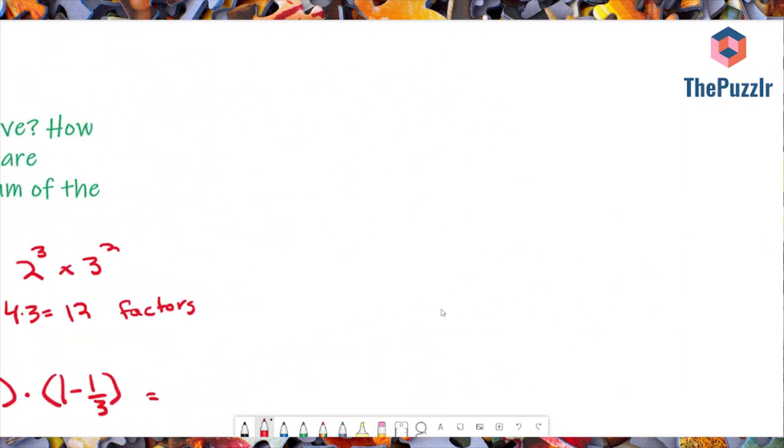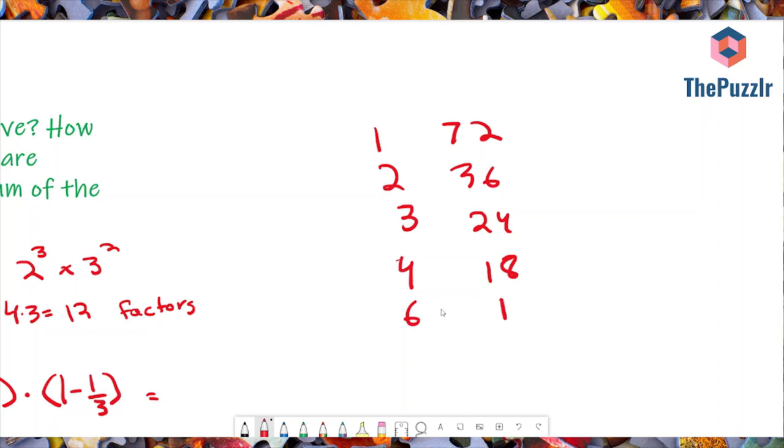Let's find the factors of 72. We have 1 and 72. We have 2 and 36. We have 3 and 24, 4 and 18, 6 and 12, then 7 is not a factor. 8, is 8 a factor? Yep, it is, 8 and 9, and then 9 and 8. But 9 and 8, we already covered that here. So now we're just doing the same factors, but reverse. So we just stop here.